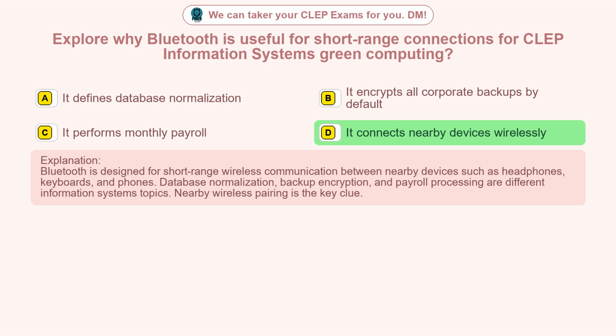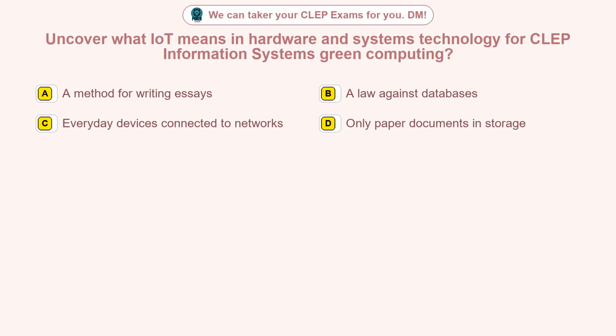Bluetooth is designed for short-range wireless communication between nearby devices such as headphones, keyboards, and phones. Database normalization, backup encryption, and payroll processing are different information systems topics. Nearby wireless pairing is the key clue. Question 62. Uncover what IoT means in hardware and systems technology for CLEP Information Systems Green Computing.